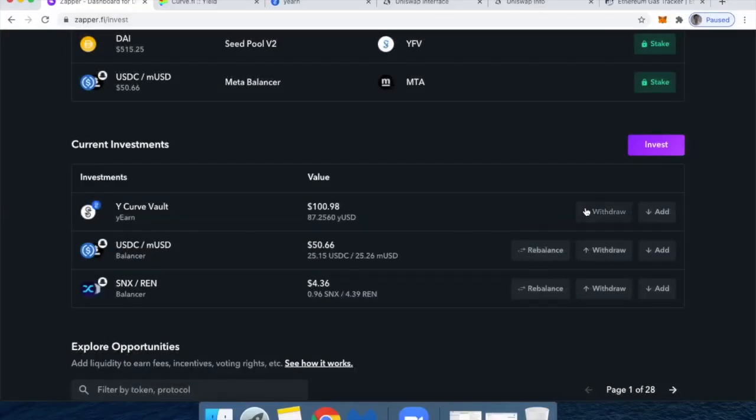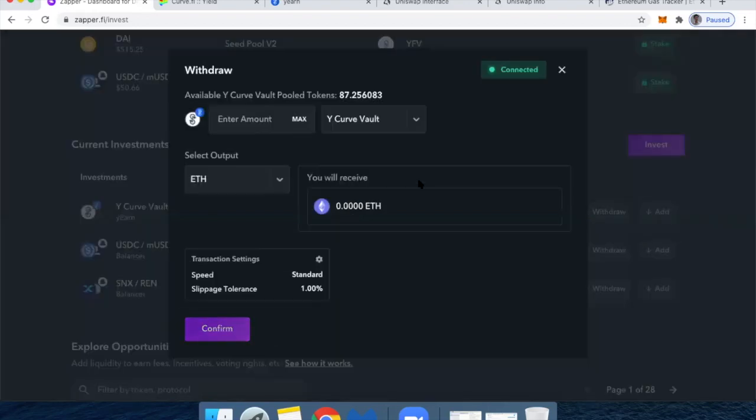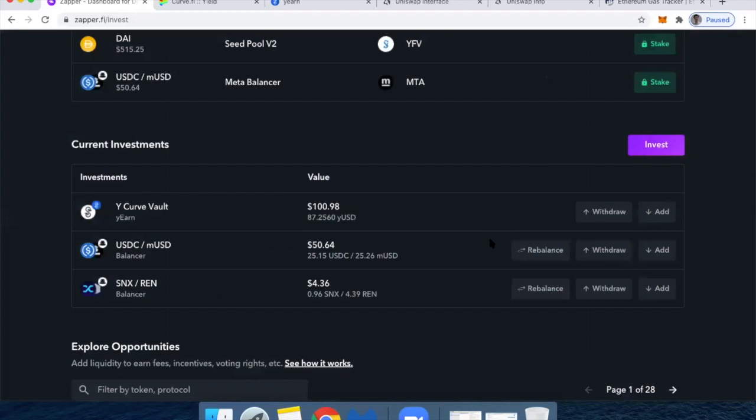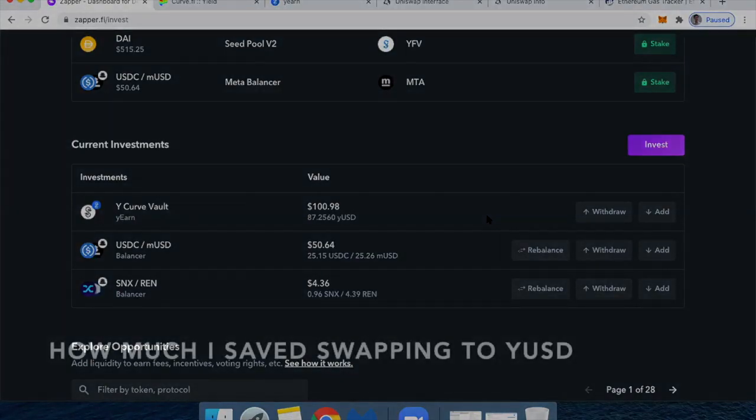If I ever wanted to withdraw from this, I can just click withdraw and I can go that route. But for right now, I want to remain here earning 3 forms of yield, which is the lending interest, market making fees, and then the additional yield farming earnings from the yearn yVault.